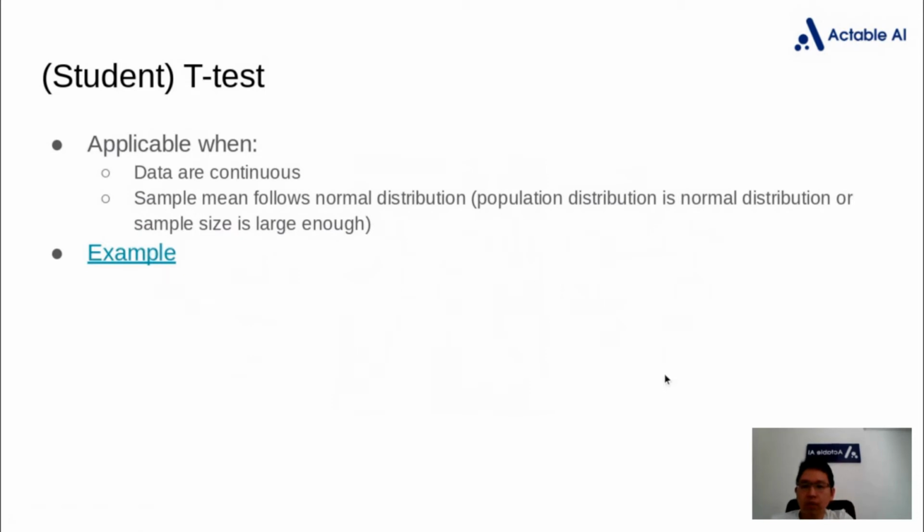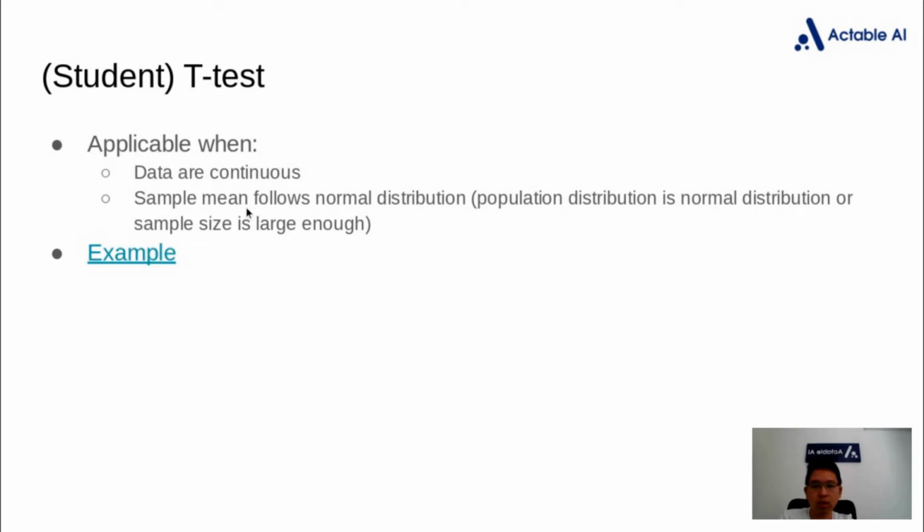Next, I'm going to talk about the Student's T-test, or normally called the T-test. This hypothesis testing is applicable when the tested values are continuous, right? And we also have that the sample mean follows a normal distribution. So these two conditions, and it's not all, but these are the most important conditions: the values have to be continuous, and the sample mean follows a normal distribution.